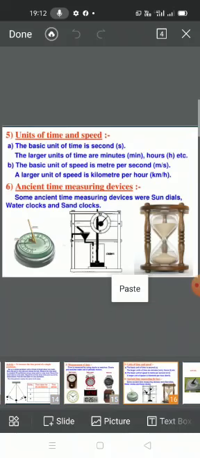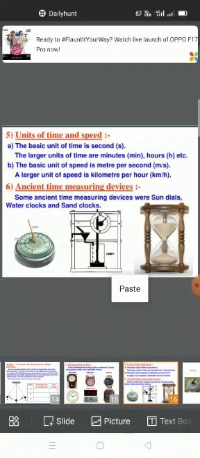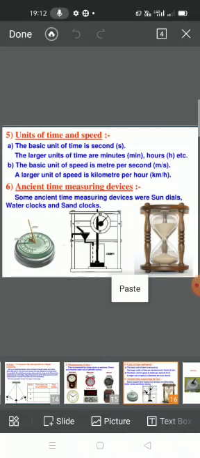Now there are some units which are very important to note down for time and speed. First of all, you should know what the SI unit, the International Standard Unit, is. The SI unit of time is seconds. The larger units of time can be minutes or hours, but you have to measure the time in seconds. The basic unit of speed is meter per second. The SI unit of speed is meter per second. We can calculate the speed in kilometer per hour also.